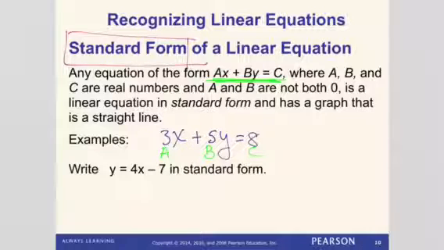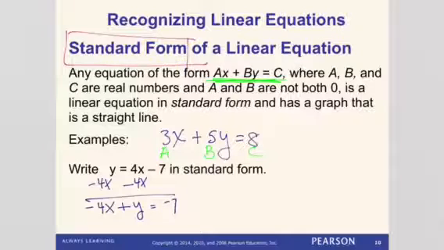So if you need to put an equation in standard form, like it says here, all you have to do is rearrange the equation so that it's in the form: the x term plus the y term equals the constant. So let's do this one right here. All we need to do really is get the 4x on the other side, because we have to have the x and the y on the left-hand side in standard form. So I've got negative 4x plus y equals negative 7, and there we are. That's standard form. That's all there is to it.